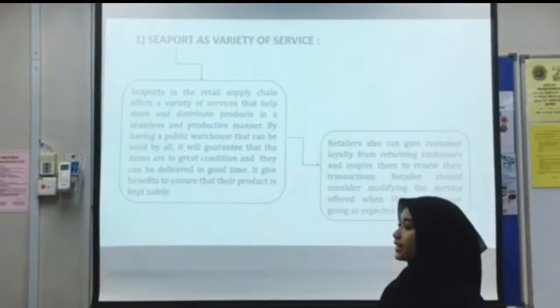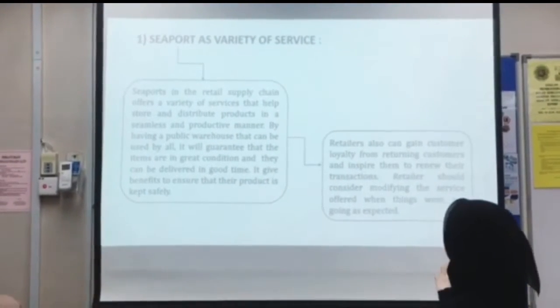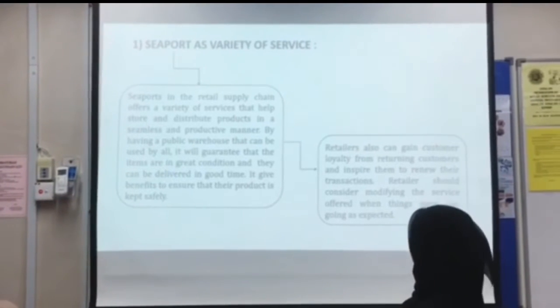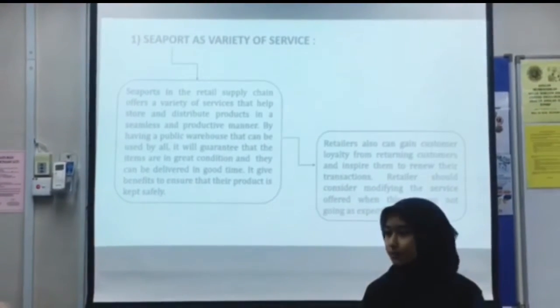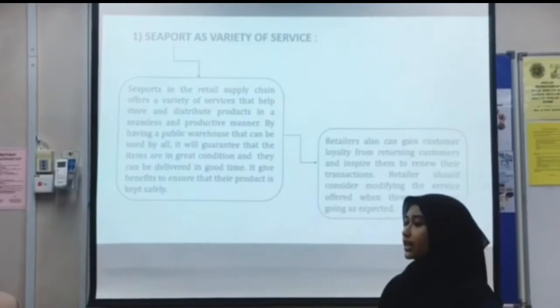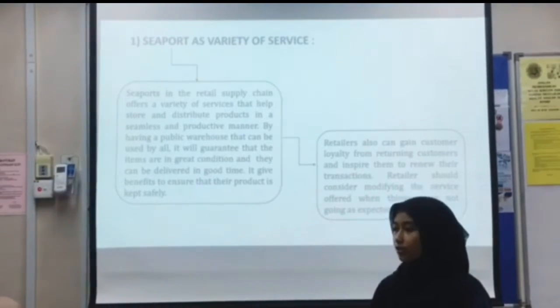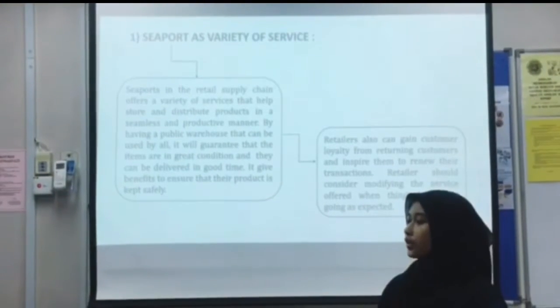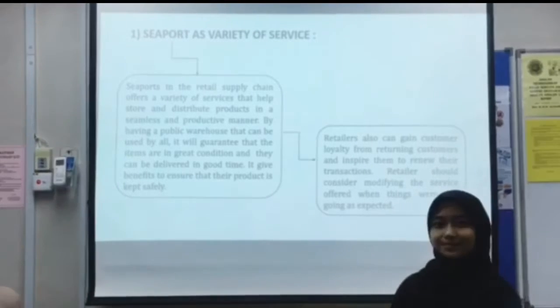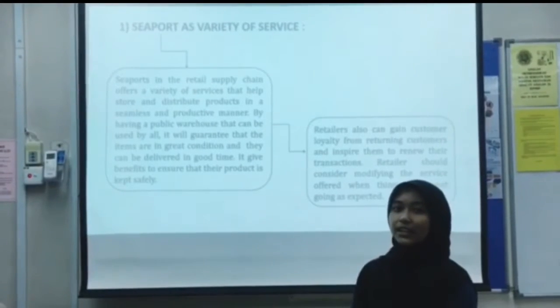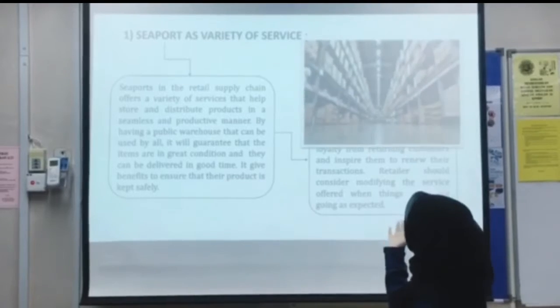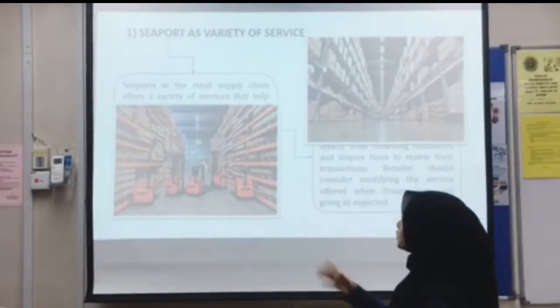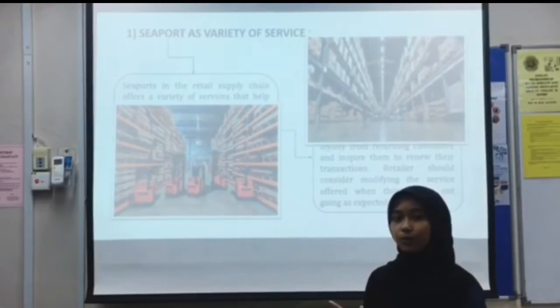Retailers can gain customer loyalty from returning customers and inspire them to renew their transactions. Retailers can modify the service offered when things are not going as expected. This is an example that I can give. This is a warehouse where we can put our product.